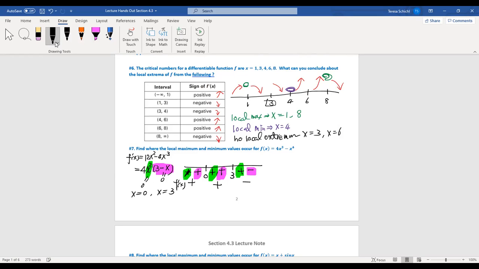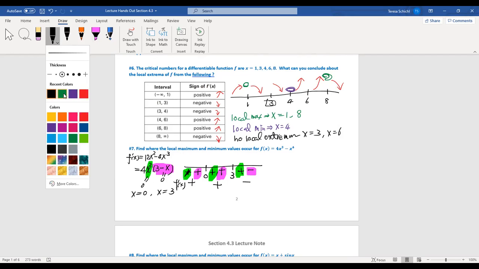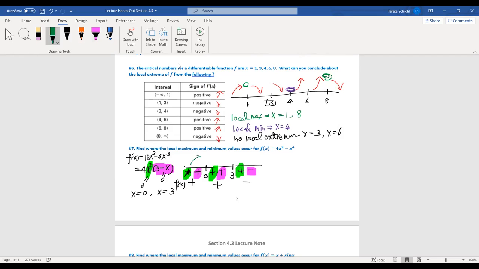Okay, so now we can do a graph right now. Positive means what? Increasing. Positive is increasing, all right? Positive and positive is increasing, so here. And then this is negative, right? Negative means decreasing. So it's decreasing.